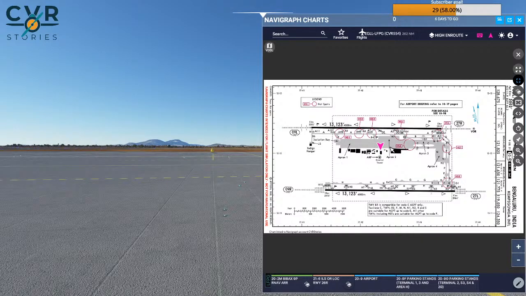We can see, because of the moving map feature, we have our current location in the game shown on the map. You can turn that off for now. If it will update, doesn't seem to want to update. There we go.